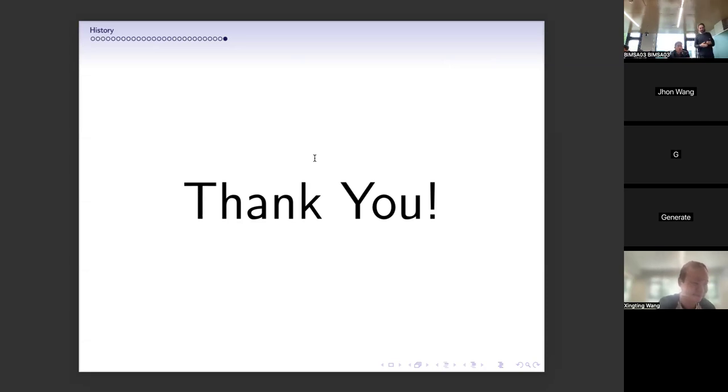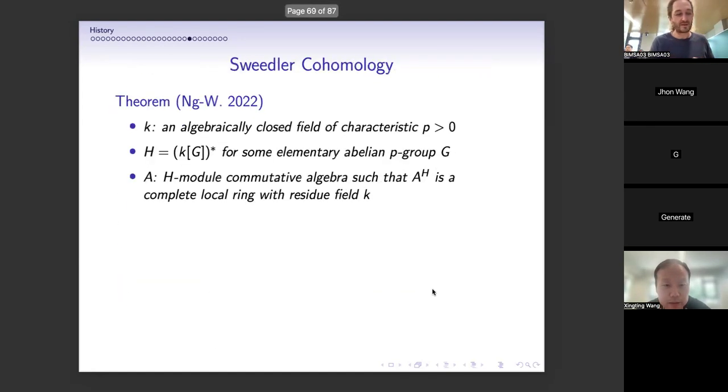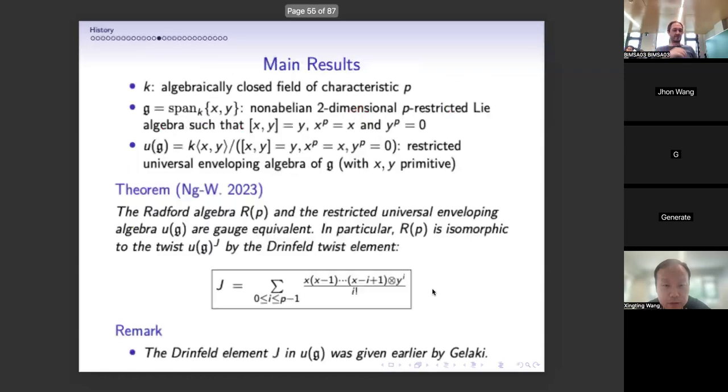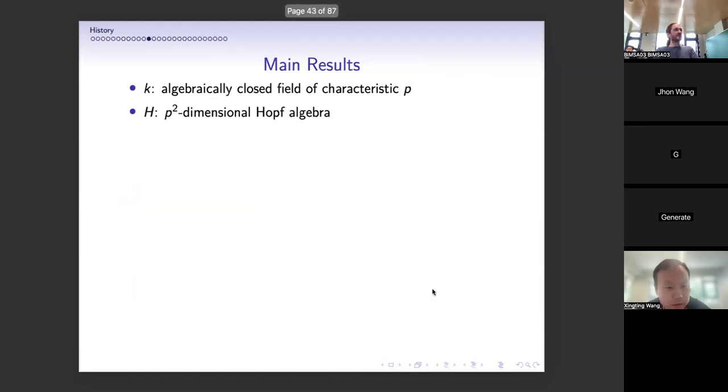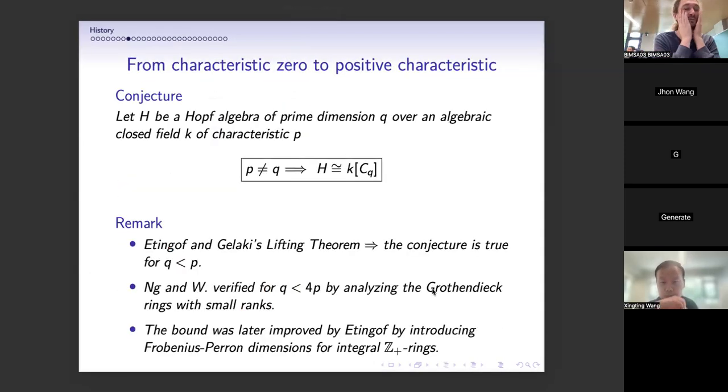Can you hear me? Yes. So I have a question. You talked about the lifting. You said that out of a Hopf algebra of dimension p in characteristic q, we can apply lifting only if q is less than p. I was surprised by this kind of inequality. In what sense is p different from q? I expected that you only need p different from q. Why lifting only then?